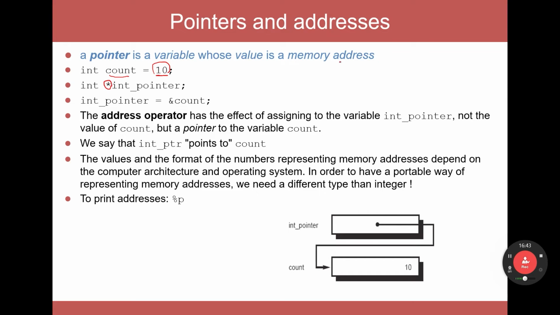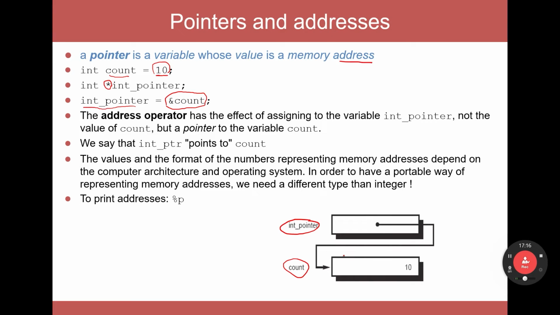It will be the address of another variable. So I will say this is the pointer, and the value of the pointer will be the address of another variable, count. What does this mean? That means I will create an int pointer, and this int pointer will point to a new variable count. So it will point to the count variable.